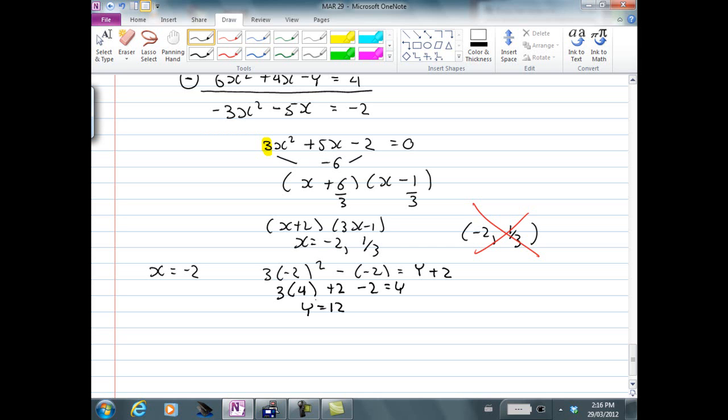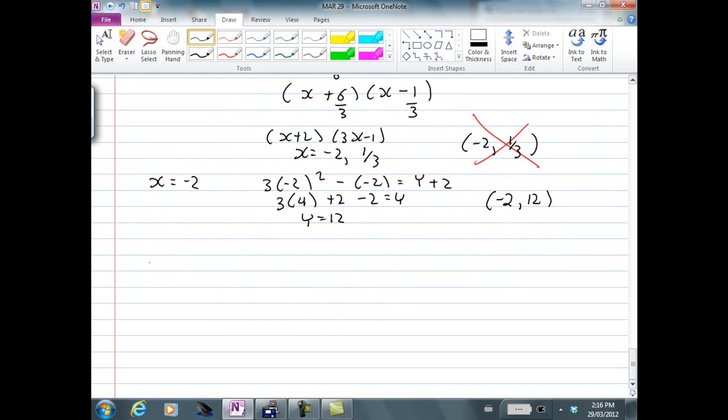When I write my final solution, notice what I'm going to do. I'm going to write down negative 2, comma, 12. That's one solution. Guys, gals, there's another one. Your job is to find the second one. I do the exact same thing: x equals 1 over 3. You may need your calculator for this one, but it's not that bad.